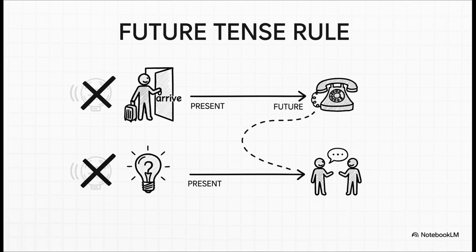You wouldn't say, I'll call you when I will arrive. Nope, it's just when I arrive. Same for the next one. It's, I'll tell you as soon as I know, not as soon as I will know. It's a really common pattern for any future plan that depends on something else happening first.